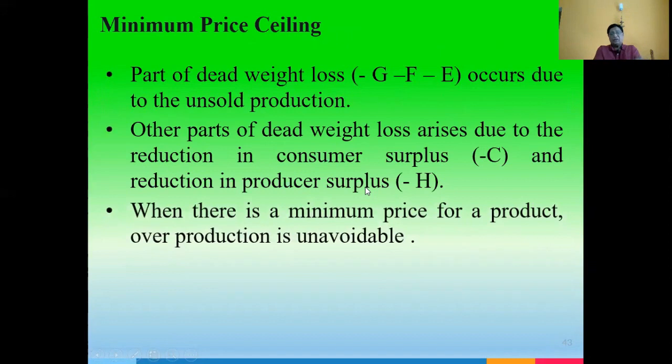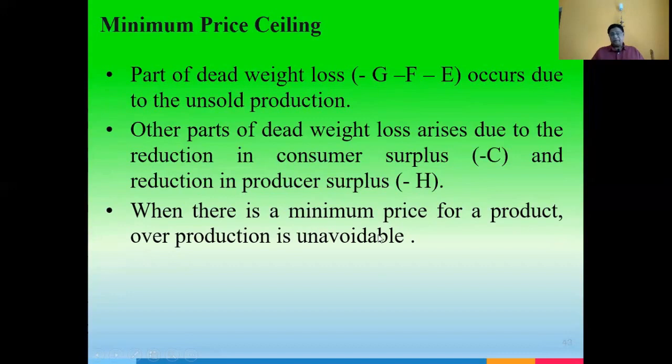The other part of the deadweight loss arises due to the reduction in consumer surplus, C, and the reduction in producer surplus, minus H. There are two reductions. One is the reduction in consumer surplus, given by the area of C. Then the reduction in producer surplus is given by minus H. Altogether, this measures the deadweight loss of this program.